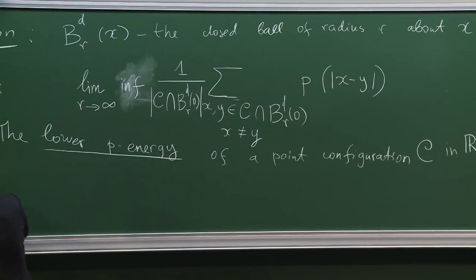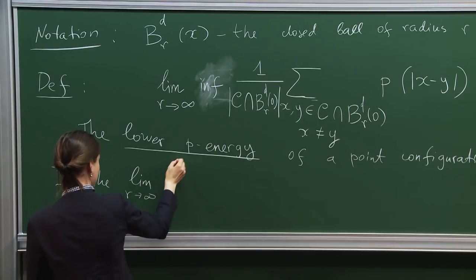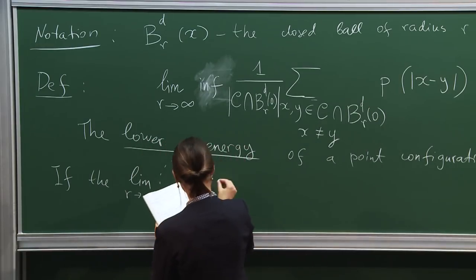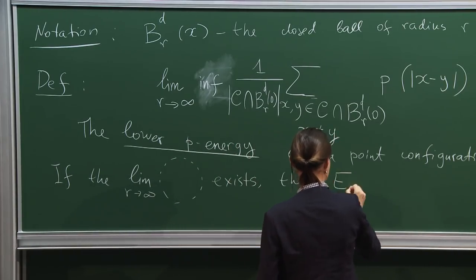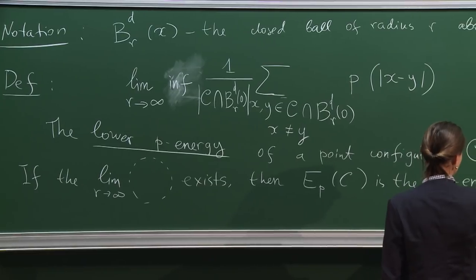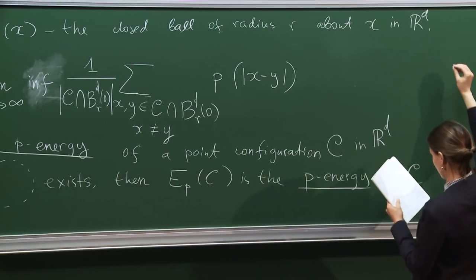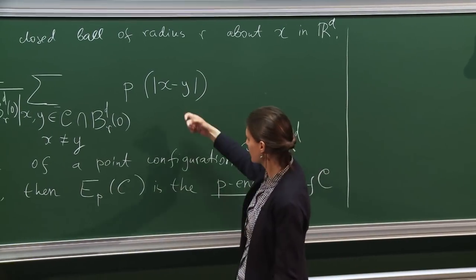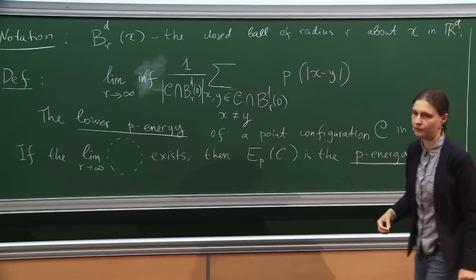So if the limit exists of the same expression as here, then this number is the P energy of C. A small remark is that with this definition, our P energy can be some real number, or it can be minus or plus infinity.